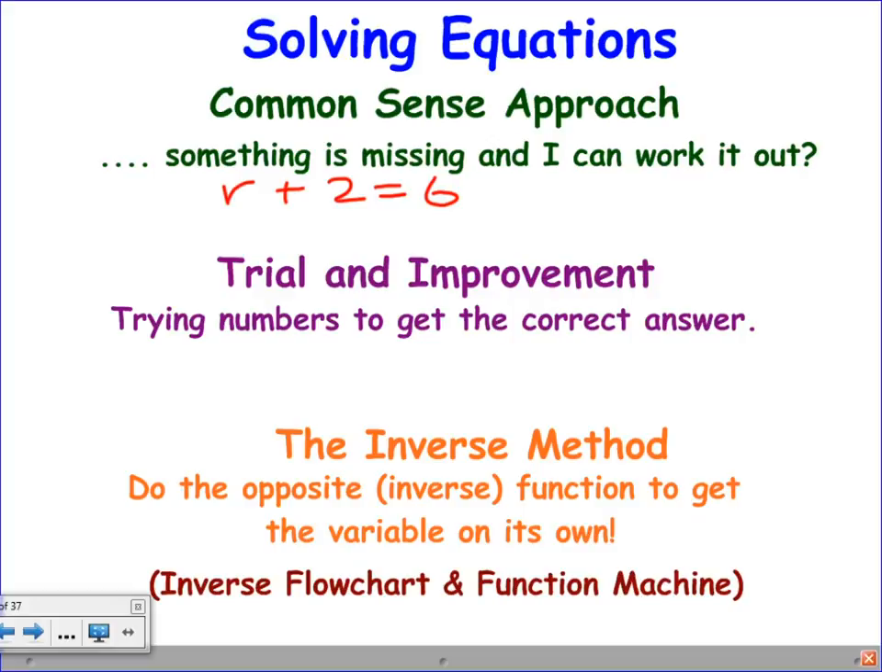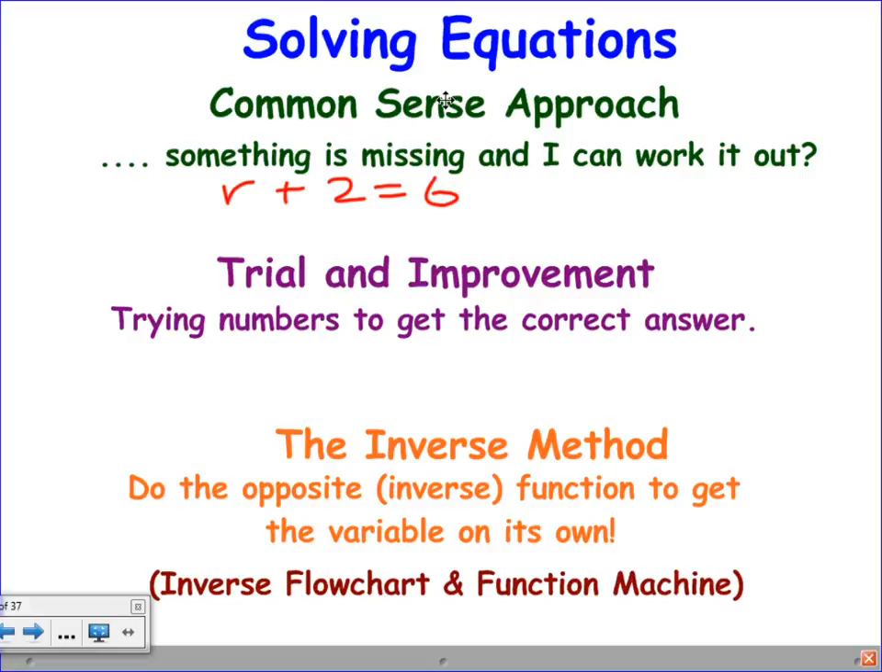And what this involves is you get the variable, the letter on its own, by doing the opposite of whatever's being done to it. So if it's got 5 being added, you take it away. If you've got 5 being multiplied by a, you divide it by 5. But you've got to remember, what you do to one side of the equation, you do to the other. Good. Now, the inverse method is what we're going to concentrate on today.